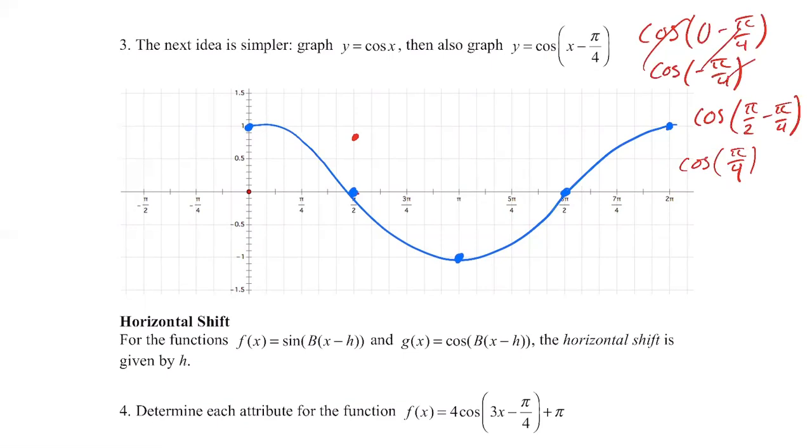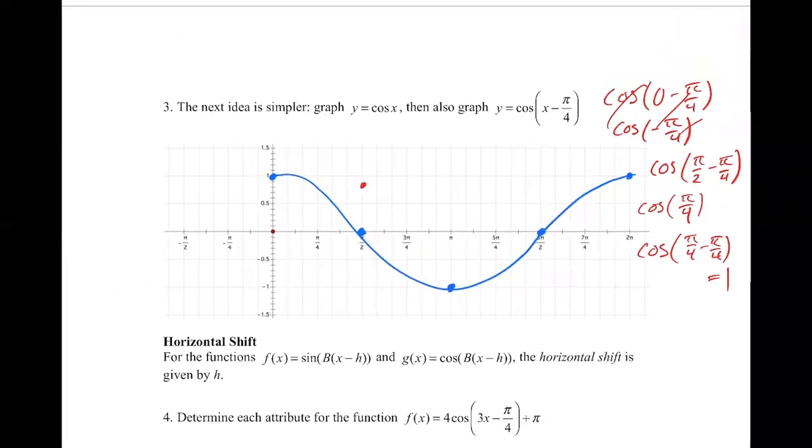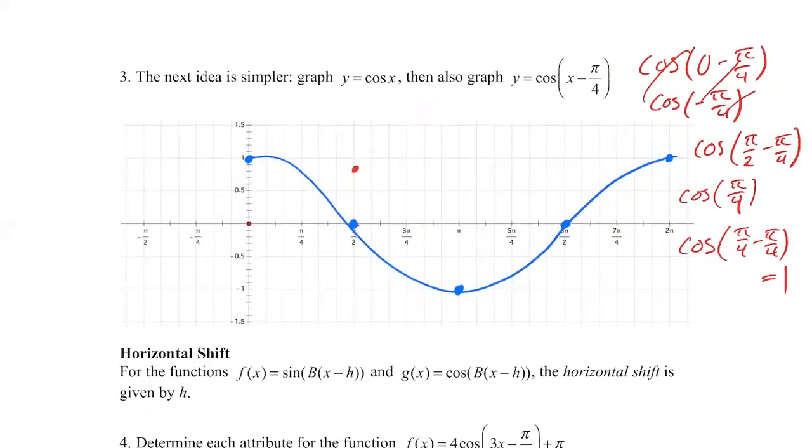Well, maybe there's an easier way out of this. Let's actually plug in pi over 4 itself. If I do the cosine of pi over 4 minus pi over 4, that's equal to 0. No, it's not equal to 0, is it, Nathan? It's equal to 1. So that means that my original starting point here has been moved over here. It's been moved over to the right by pi over 4 units.